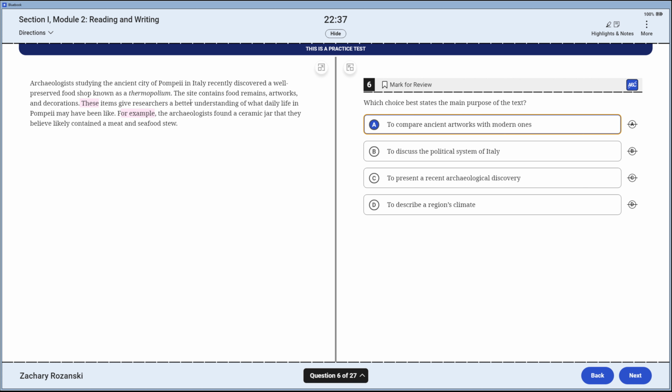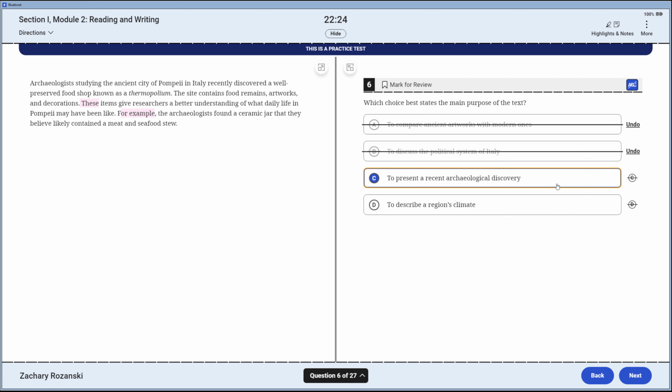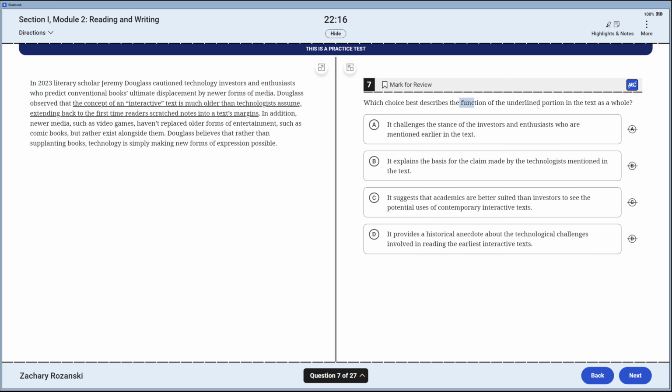I don't see anything about a comparison between these. This isn't a comparison. The political system, unless the system was about meat and seafood being the government bodies, I don't think that's going to be it. To present a recent archaeological discovery, that seems to be right. Nothing about this screams climate to me. None of these are it. I can read the rest to see if I like it, but I'm pretty confident in that choice. I'm in the easy section.